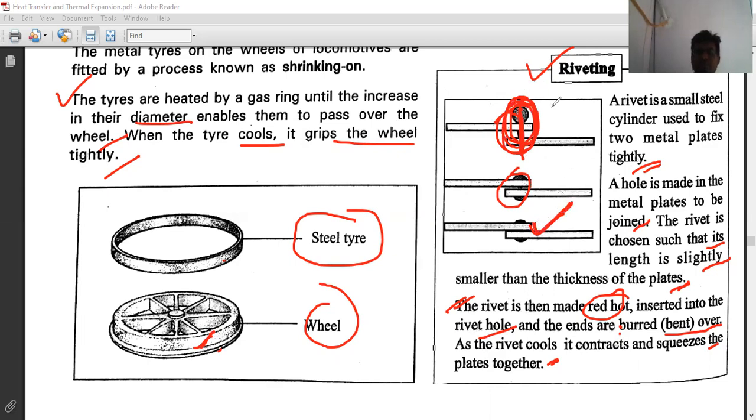After joining. So this is the first step, this one is second, and this is the final step when it is cooled. So this is the hot part when it is in the process. So that is called riveting. Riveting is nothing but the process to join two metal strips.